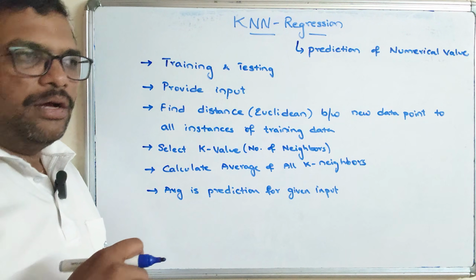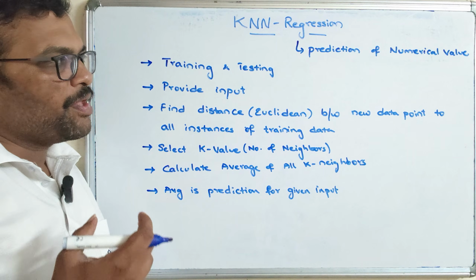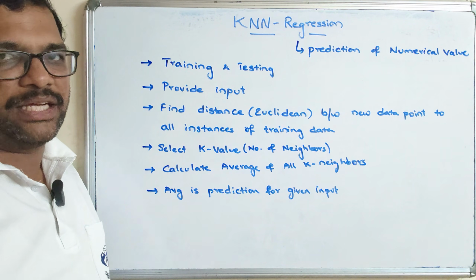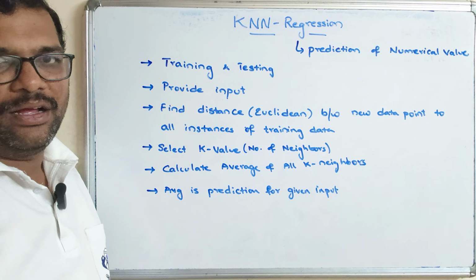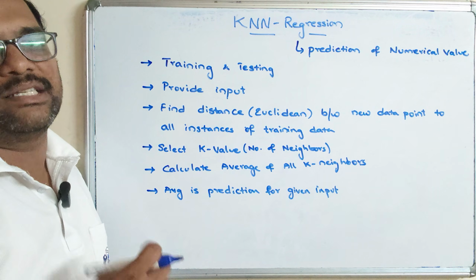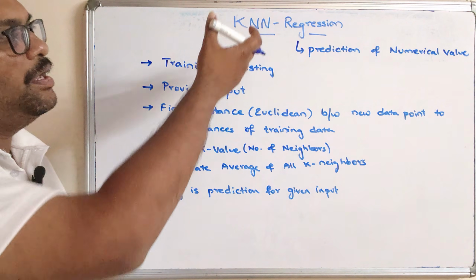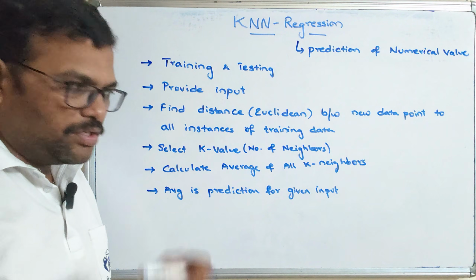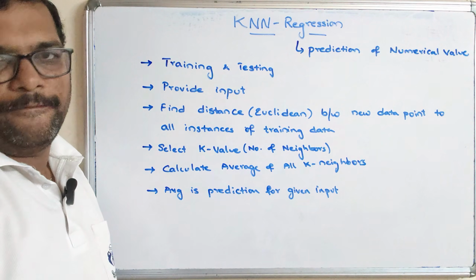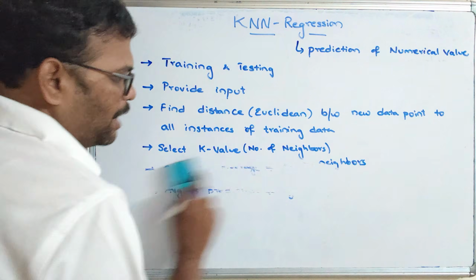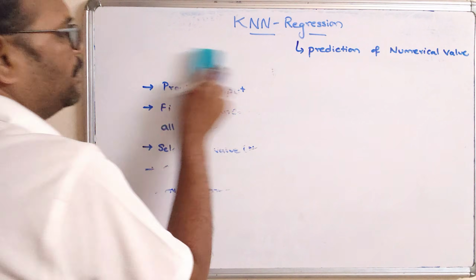Here also we are not implementing from scratch. We are supposed to use the existing class, that is KNeighborsRegressor. That class will be used for implementing this KNN regression. After completion of this theory part, we'll move on to the system and I'll show you the implementation. So let us take an example so that you can understand clearly.